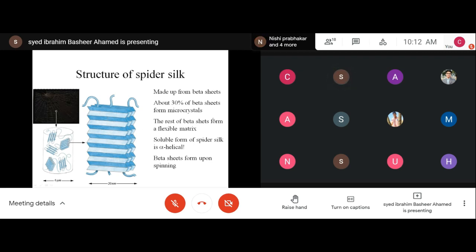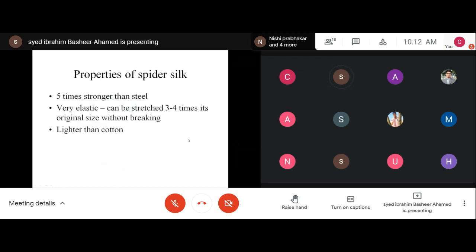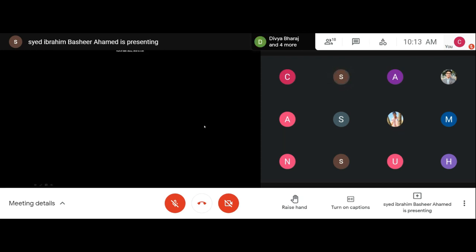Here about 30% of the beta sheet forms a microcrystal, and the remaining portion is a highly flexible region. You can see a very tiny region making so many beta sheets. You can see the dimension. It is five times stronger than steel, very elastic, and can be stretched three to four times its original size. It is also lighter than cotton.